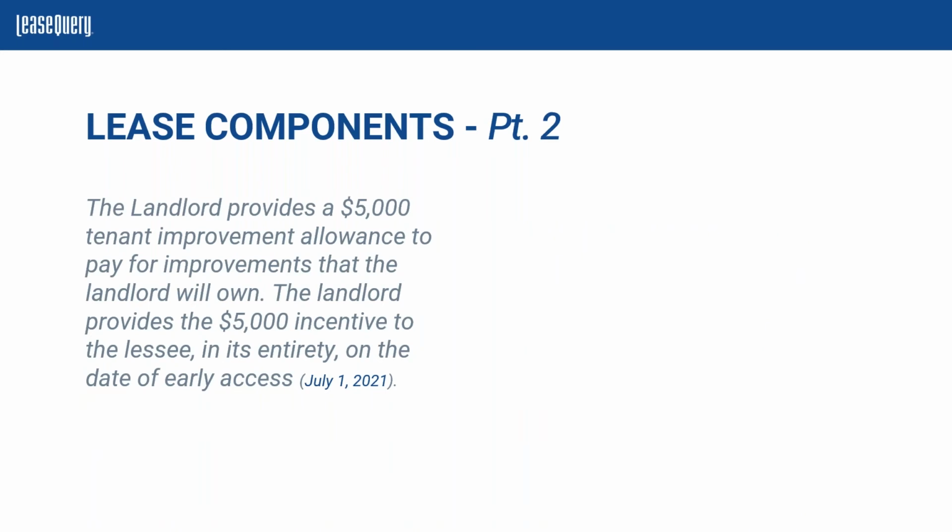All right, next. You might have some of these as well in your leases, but the landlord, again, the city, is providing as part of the lease agreement here a $5,000 tenant improvement allowance. And this is to pay for improvements that the landlord, again, the city, is still going to ultimately end up owning. Now, this incentive is $5,000 directly paid to the lessee in its entirety on the date of early access. So if you recall, that was July 1st of 2021, which is before when the lease was supposed to start, but they got early access to the building.